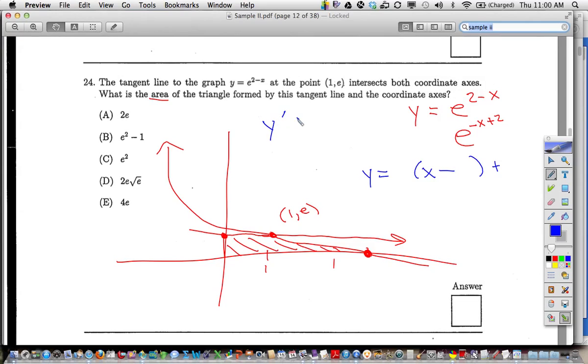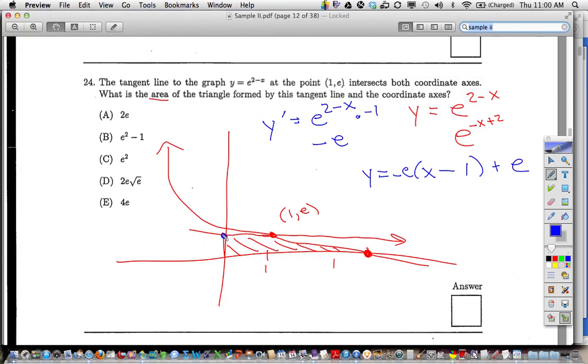So we do y prime, which would be e to the 2 minus x times -1. There's our slope. We're going to plug in the point 1 and e, right? That's our tangent point. And we're going to plug a 1 into our derivative. So if we plug a 1 into our derivative, we get -e. 2 minus 1 is 1. E times -1. So our slope is -e. Right? So now that's the equation of this line.